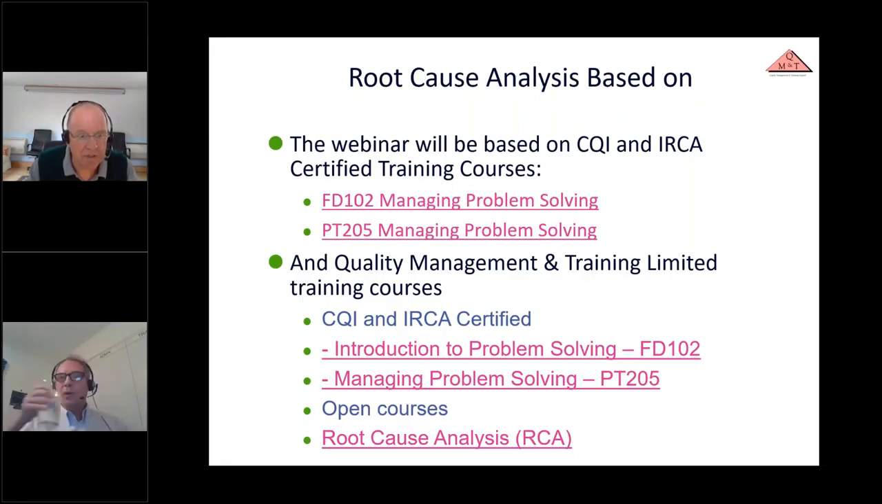The slide that you can see in front of you at the moment is an introduction to root cause analysis, so what we're basing this course on. The course is based on the CQI Foundation and Practitioner Introduction to Problem Solving and Managing Problem Solving syllabuses. Those syllabuses are the basis of the distance learning courses that you can also see in the slide there. There are some links as well. If you click on any of those links, the top two will take you off to CQI, and you can see the syllabus associated with those courses. And underneath that, there are some links to both the distance learning courses that support that syllabus and some open courses on root cause analysis.